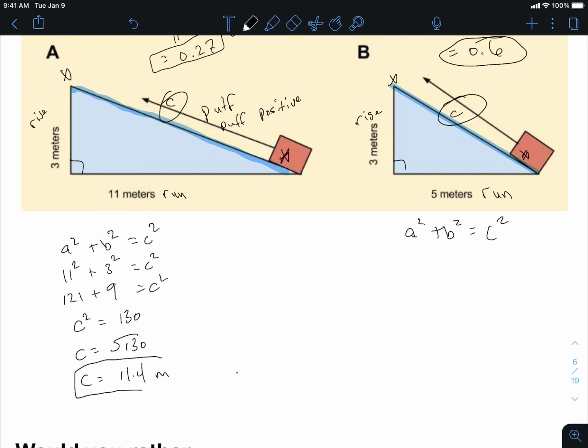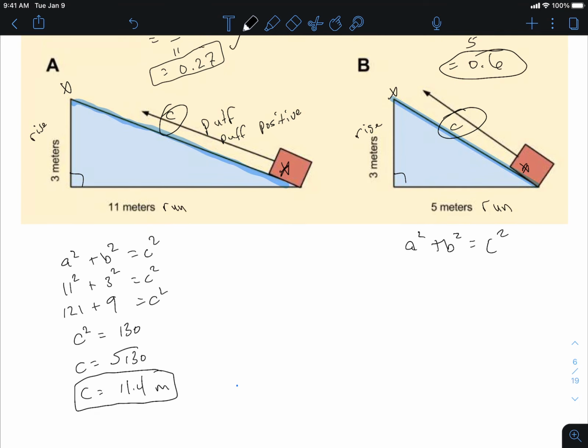That means you're going to have to push the box 11.4 meters up this incline. So you have to take into consideration both of these two things, right? Well, what about over here? How far are we going to have to push this one? Well, we could go 3 squared plus 5 squared has to equal c squared. 9 plus 25. So we get 34.